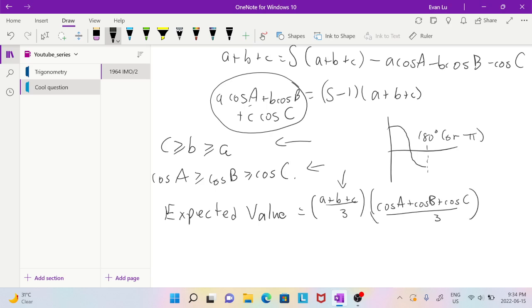So we take a look at the average of the first set times the average of the second set. But since we're doing that 3 times, we have to, at the end, multiply by 3. So we can cancel out one of the denominators. Okay, now how do I get the minimum value?